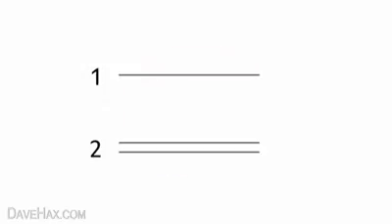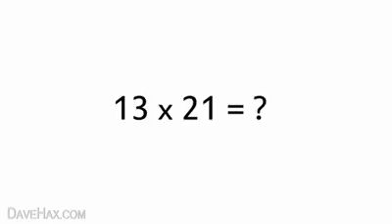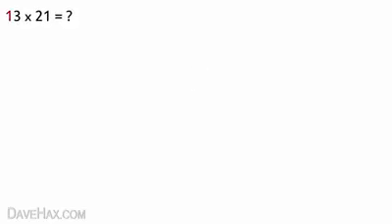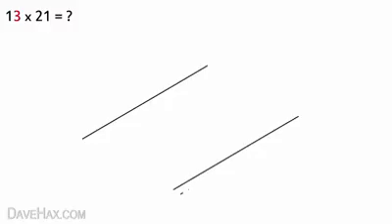and involves substituting numbers for lines. We'll start with 13 times 21. As we can see, the first digit in this equation is 1, which means we draw one straight line diagonally like this. The next digit is 3, so we leave a little space, then draw 3 lines parallel to the first one like this.